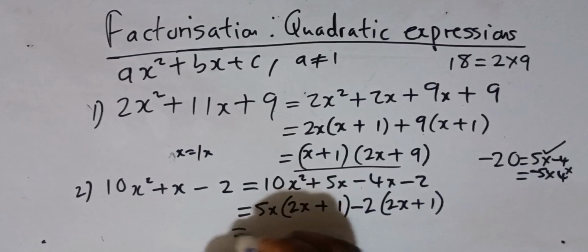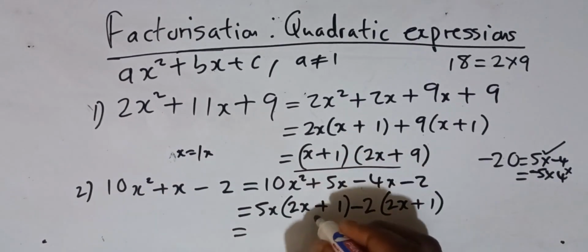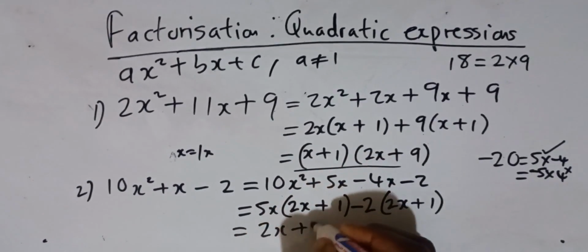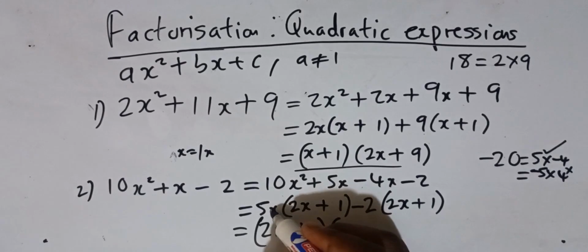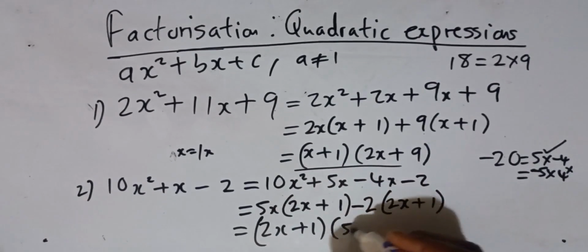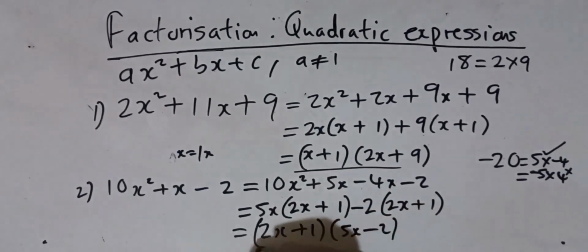Then finally, we combine. We take the first bracket as 2x plus 1, and then the other bracket is formed by 5x, then minus 2. Then we are done.